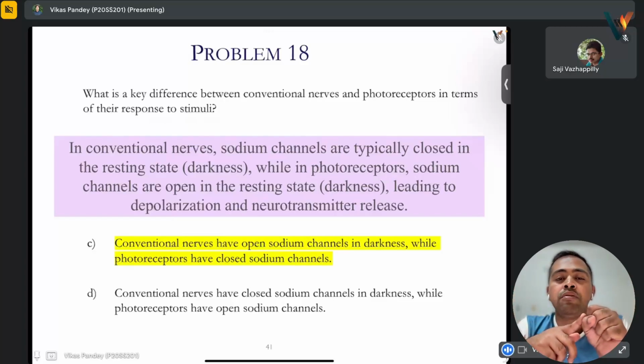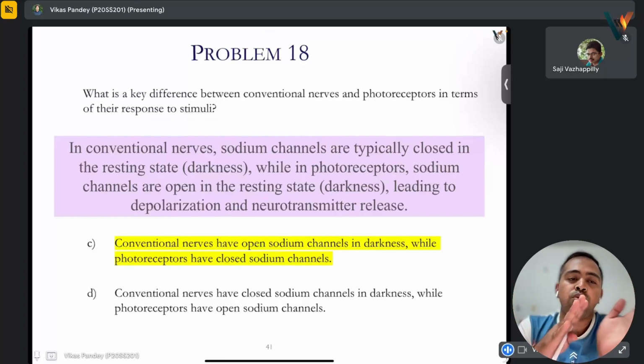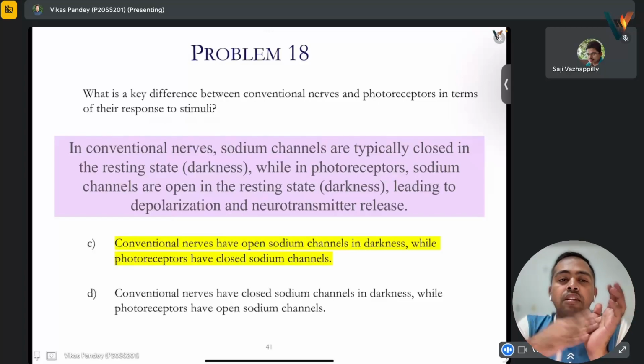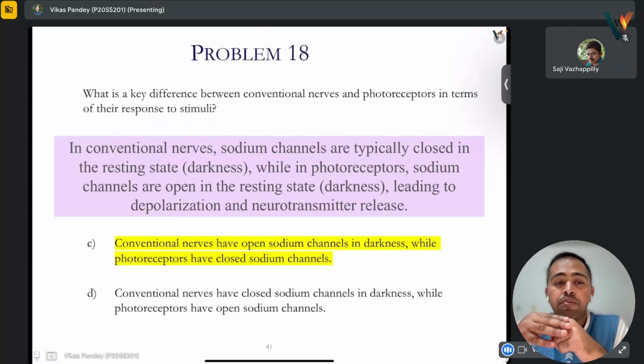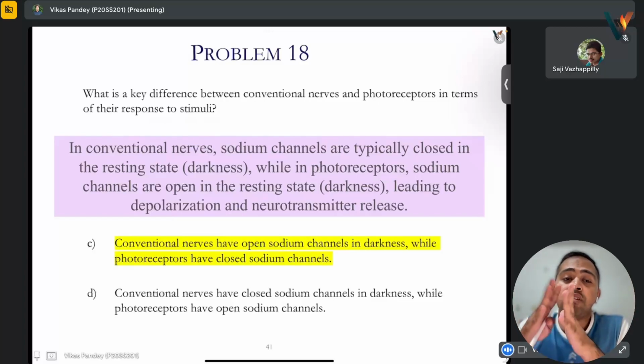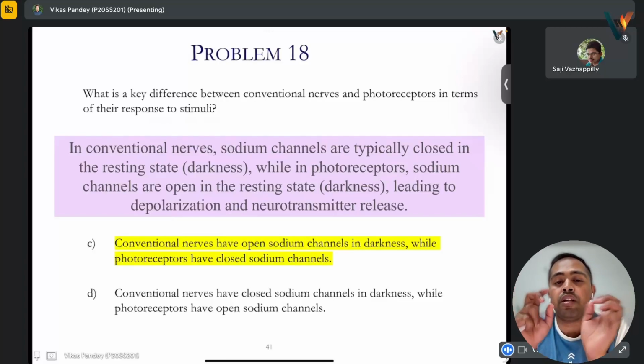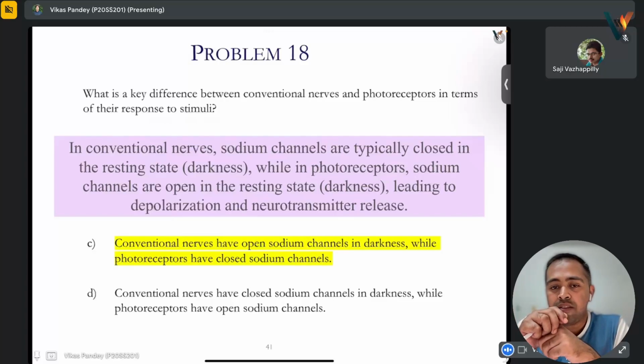So, in conventional nerves, sodium channels are typically closed in the resting state, or the darkness, you can say. While in photoreceptors, the sodium channels are open in the resting state, leading to depolarization and neurotransmitter release. Okay.